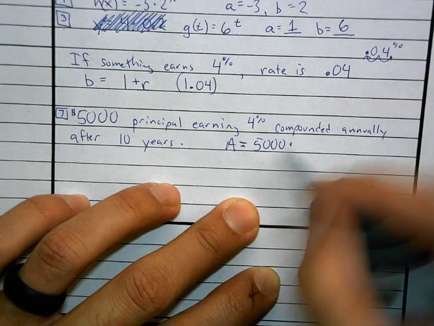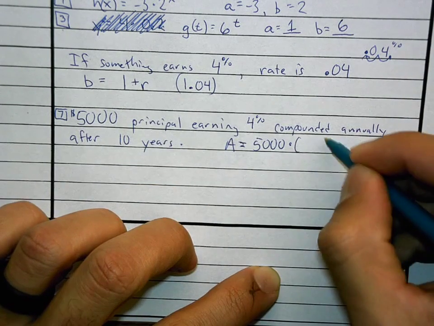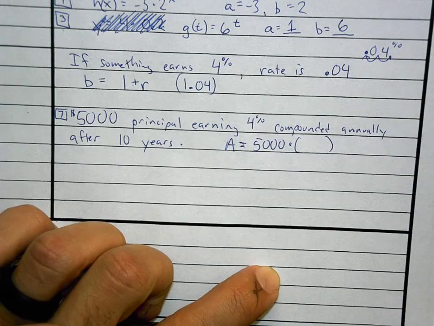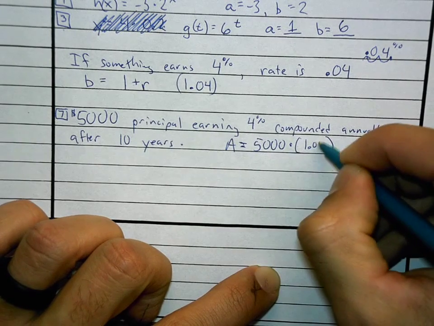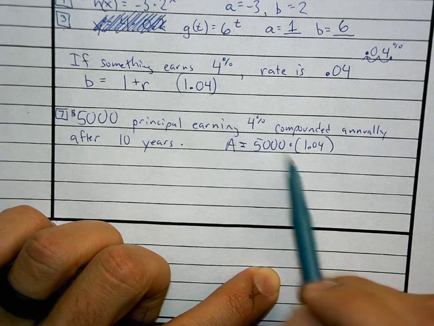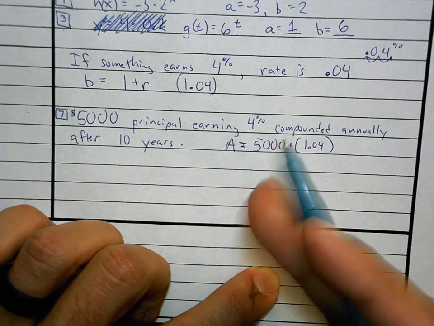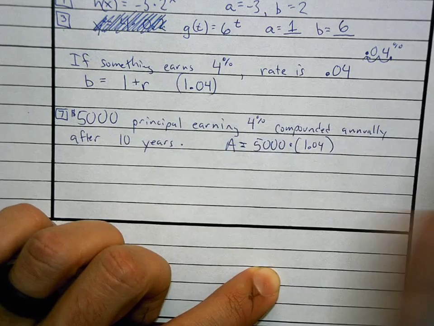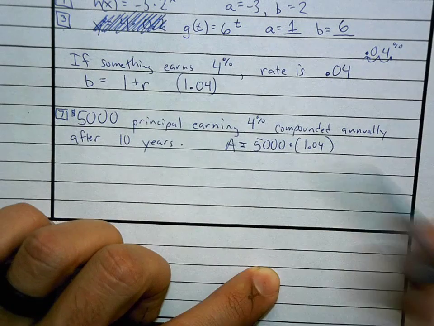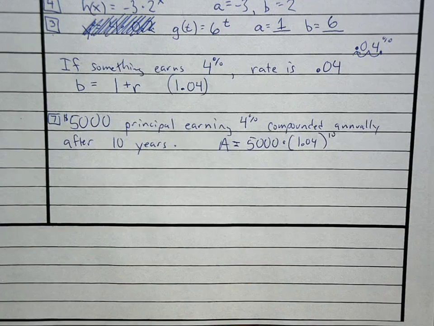Do you agree with what he just said? What goes in the parentheses? That's the hardest part. It's earning 4%. Don't put 0.4 in there. Don't put 4%. Put in 1.04. Why is there a 1? Because we need to add the original amount as well. After how many years? 10 years. It's compounded every year.